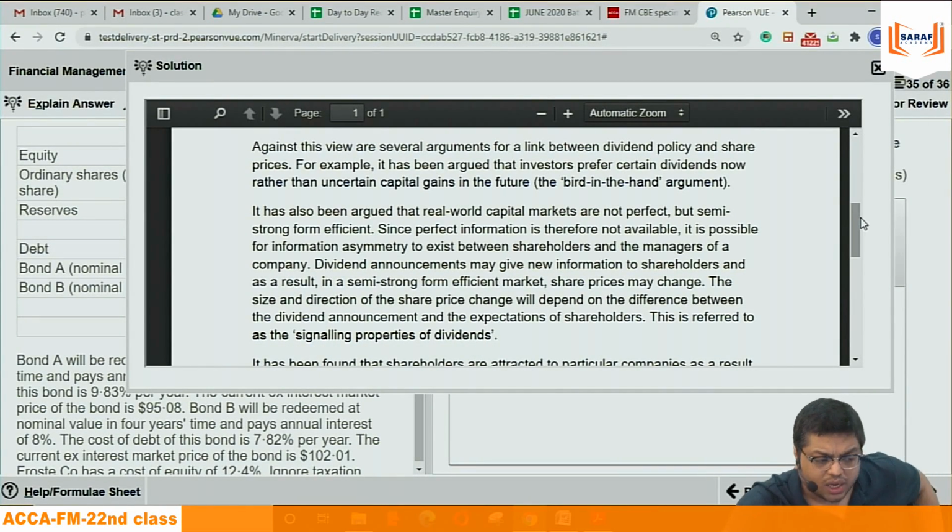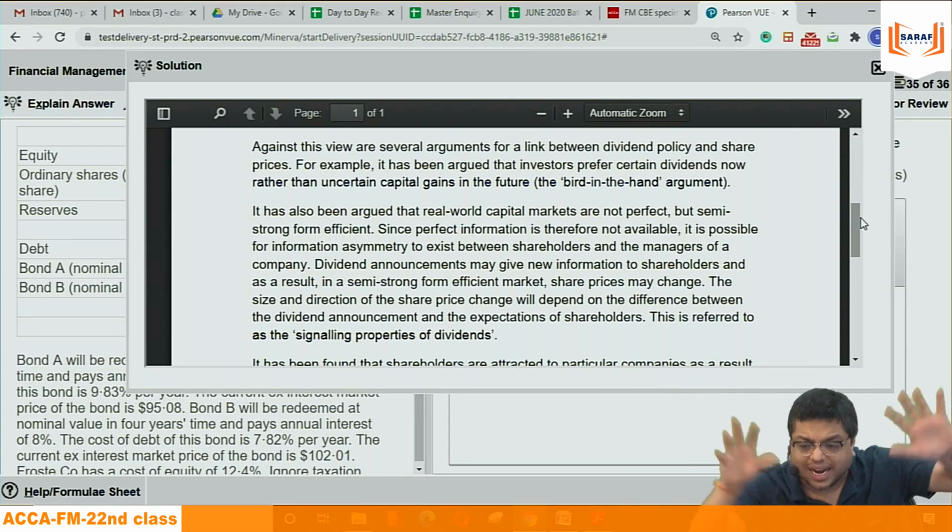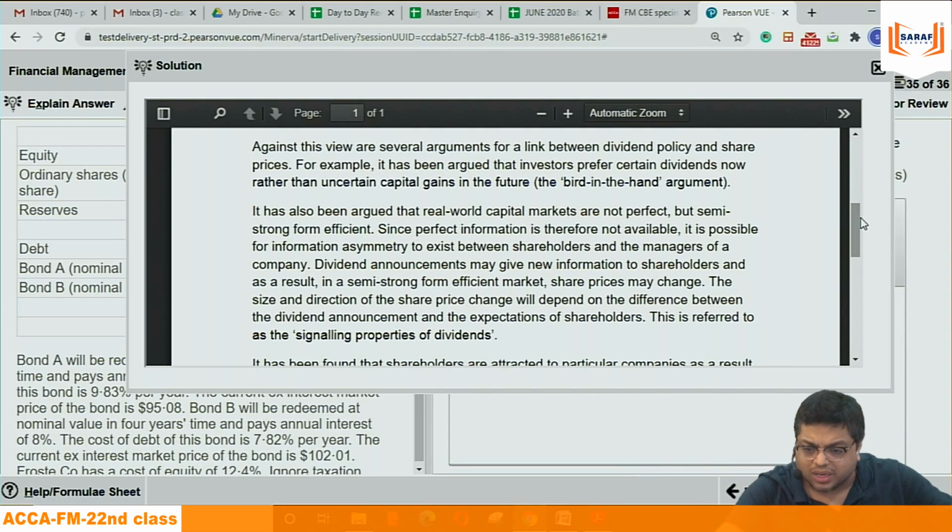It has also been argued that real world capital markets are not perfect, but semi-strong efficient. That is, in the market brokerage is there, and there is imperfect information. Even though IT and all that is there in the world, everybody doesn't have the same information. Since perfect information is therefore not available, it is possible for information asymmetry to exist between shareholders and the managers of the company. Dividend announcement may give new information to shareholders.